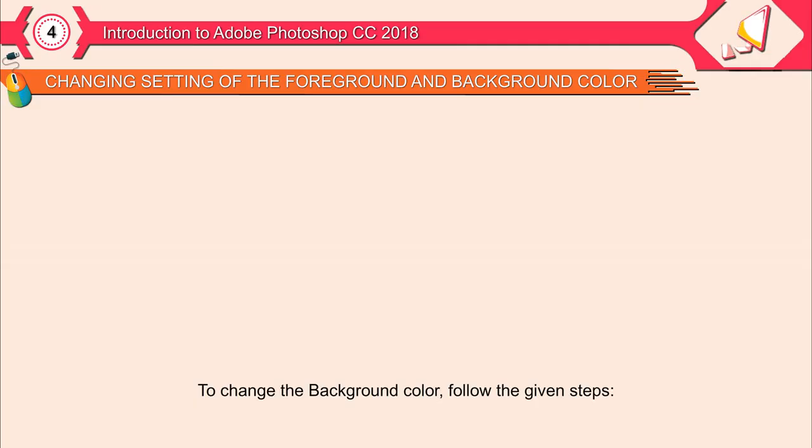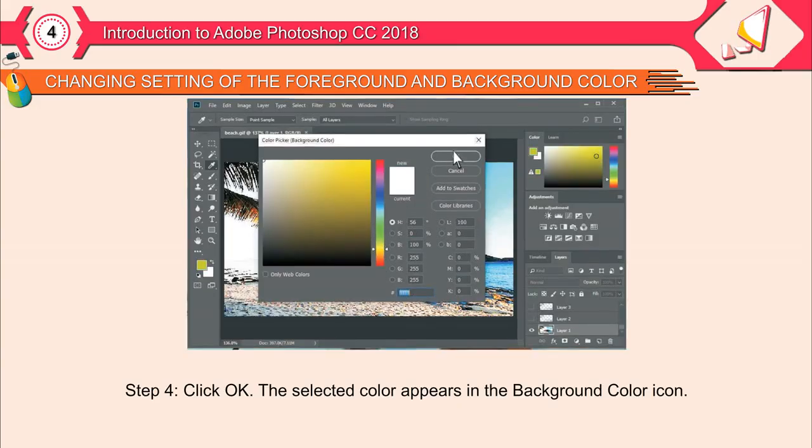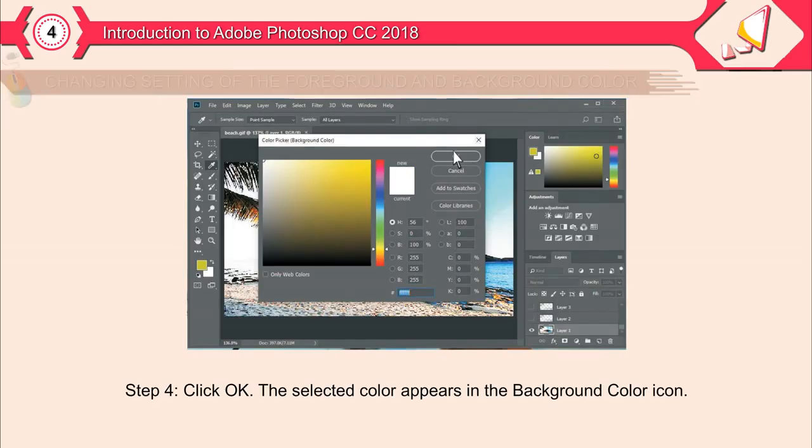To change the background color, follow the given steps. Step 1. Click on the background color icon in the Tools panel. The Color Picker dialog box will appear. Step 2. Click in the color box to select a color. Step 3. Drag the slider to change the range of color in the window. Step 4. Click OK. The selected color appears in the background color icon.